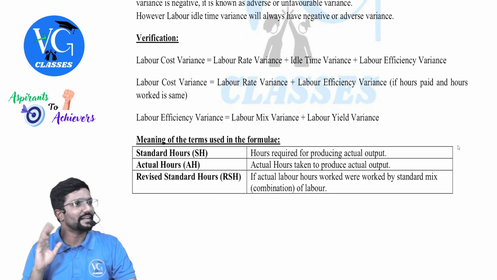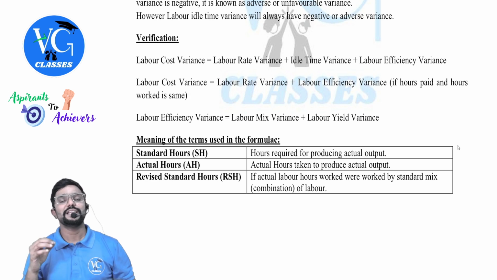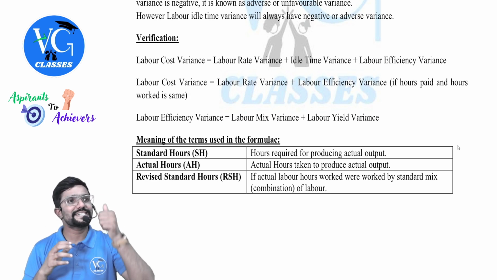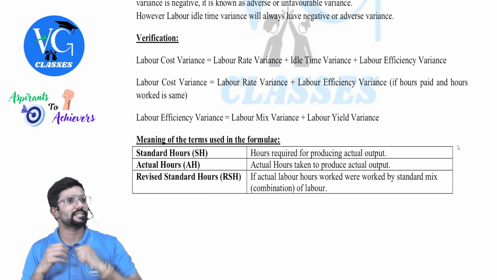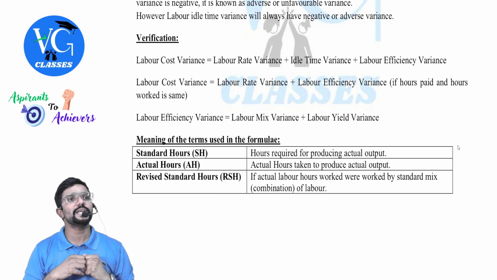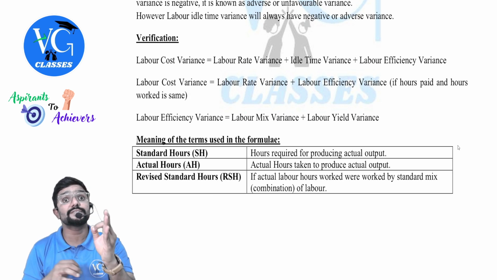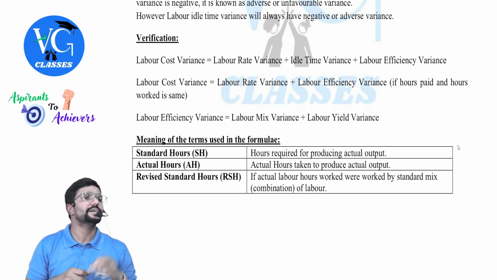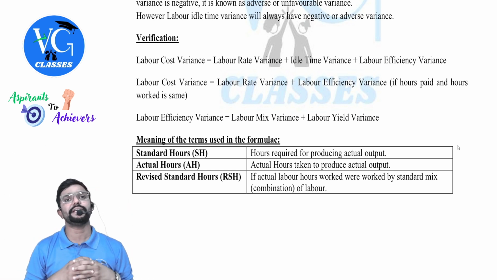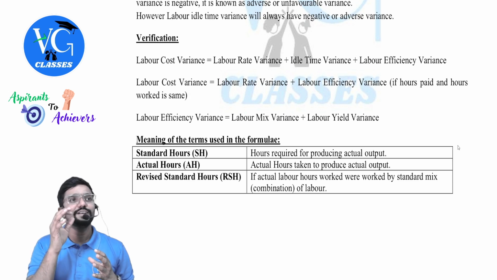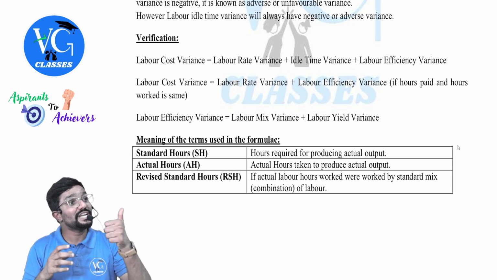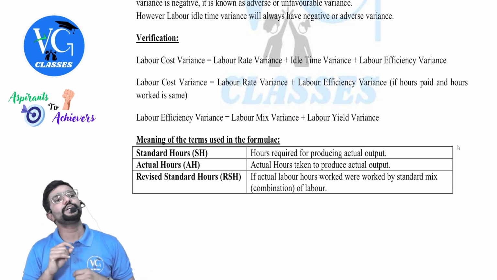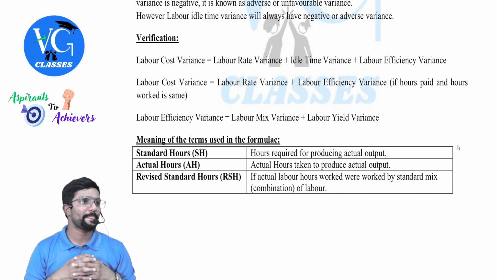Okay, done with material. Coming to labor. Labor cost variance: standard labor cost minus actual labor cost. How do you derive standard labor cost? Standard hours for actual output into standard rate. How do you derive actual labor cost? Actual hours spent into actual rate.